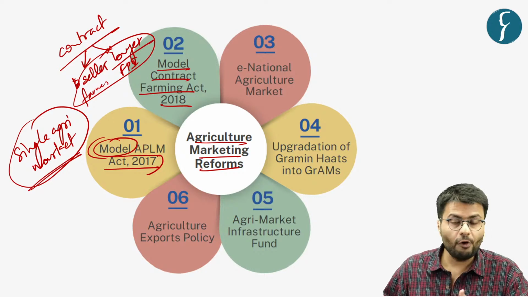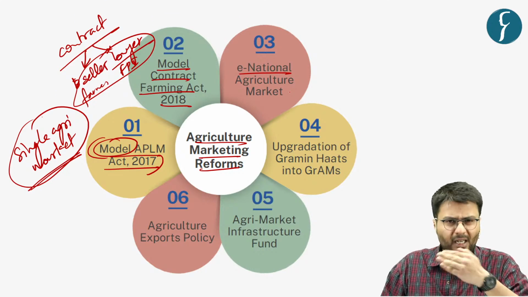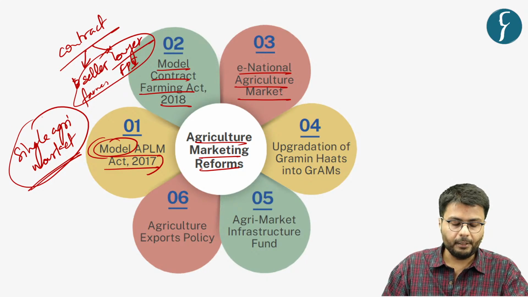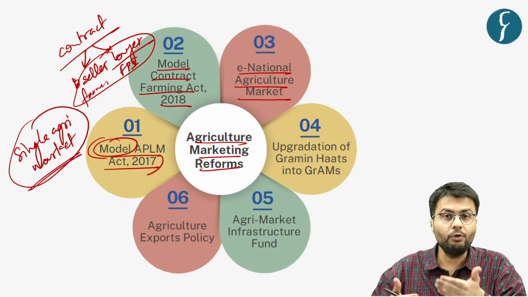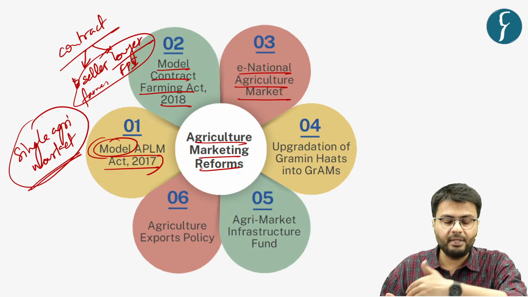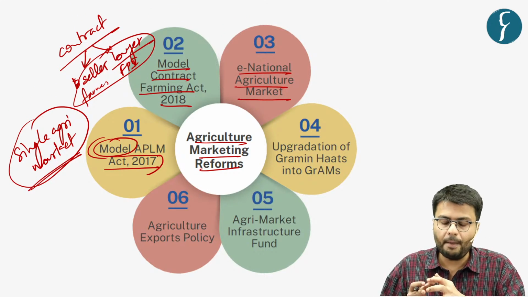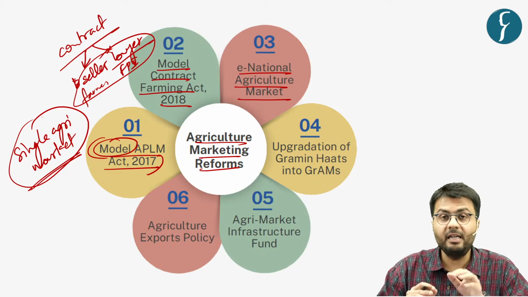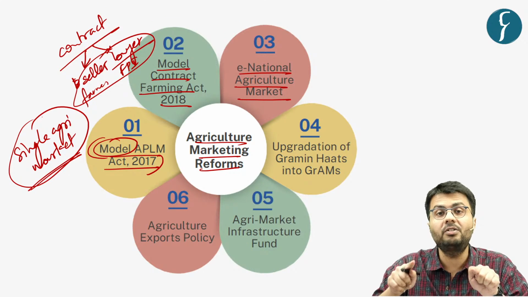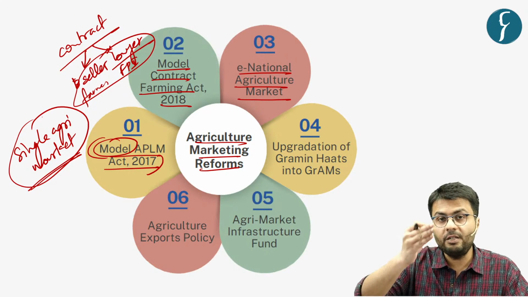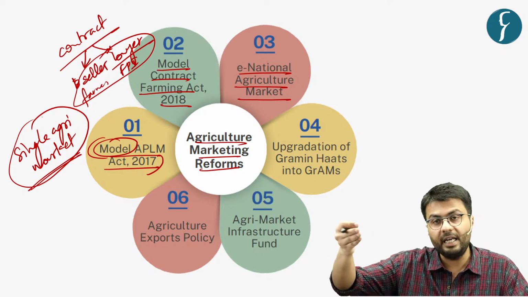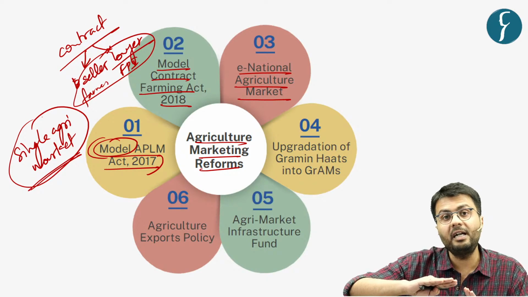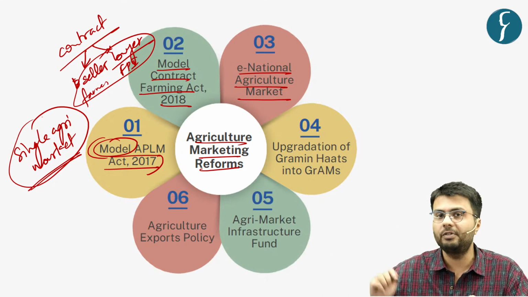Now, the third reform in this regard was creating an electronic National Agricultural Market. Now, this particular portal acts as a network of existing APMC mandis through a virtual or online platform, and it aims to unify the agricultural market in the country, which means a farmer who is selling the product in one APMC can have it bought by a buyer who is located in another APMC in another part of the country.